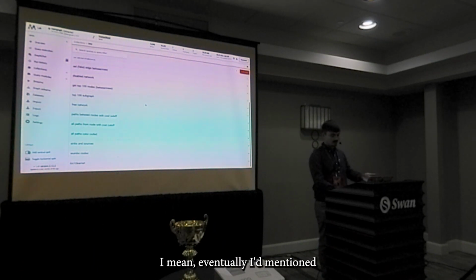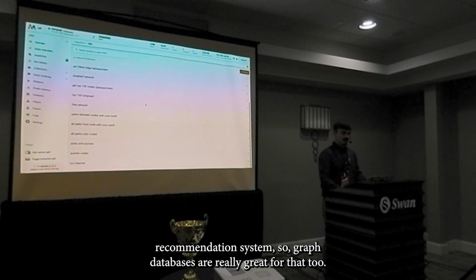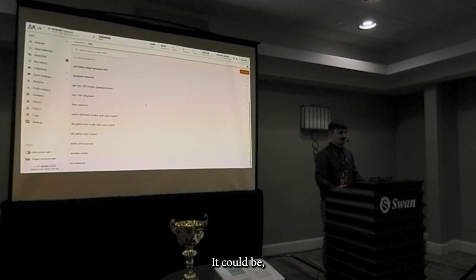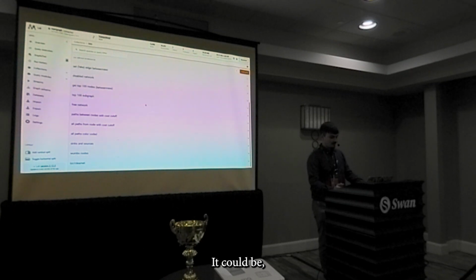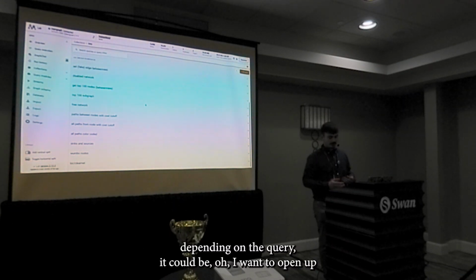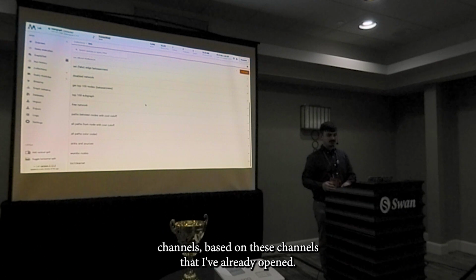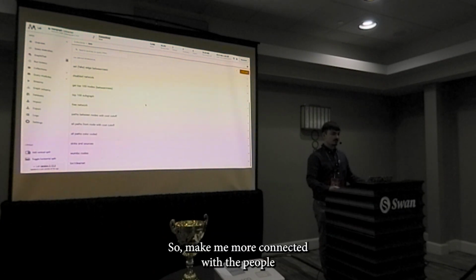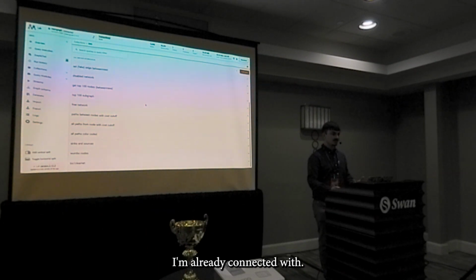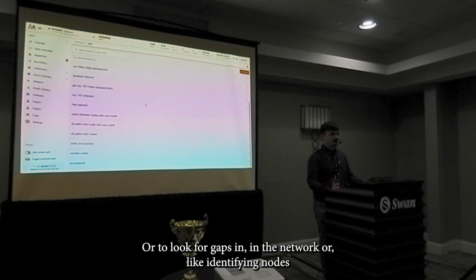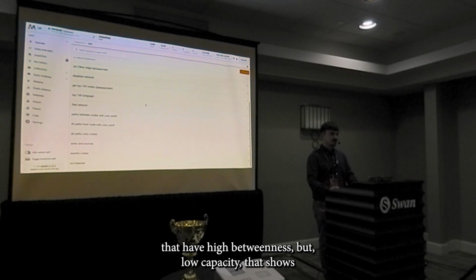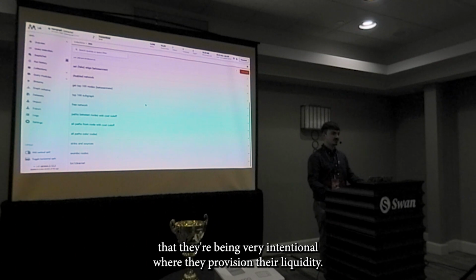I mean, eventually I'd mentioned recommendation systems, so graph databases are really great for that too. Depending on the query, it could be, oh, I want to open up channels based on these channels that I've already opened. So make me more connected with the people I'm already connected with. Stuff like that. Or to look for gaps in the network, or identifying nodes that have high betweenness but low capacity. That shows that they're being very intentional where they provision their liquidity.